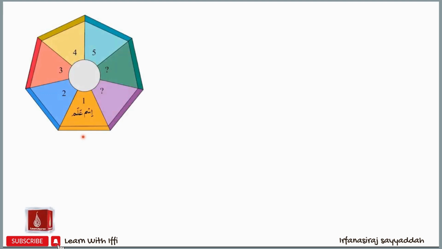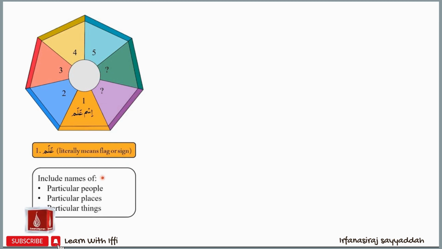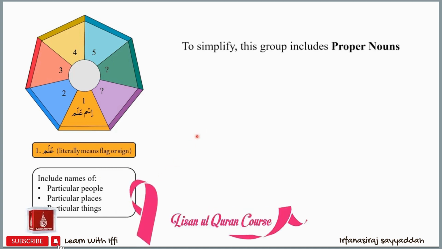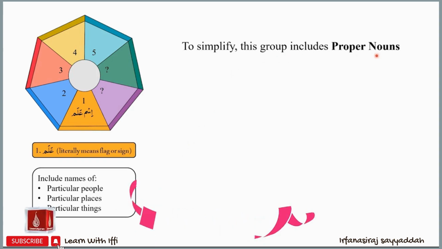The first type of definite ism or marifa ism is called Ism Alam. The word alam literally means a flag or sign. This category of definite ism will include names of particular people, particular places, or particular things. To simplify, this group includes proper nouns. By definition, proper nouns include the names of particular people, particular places, or particular things.